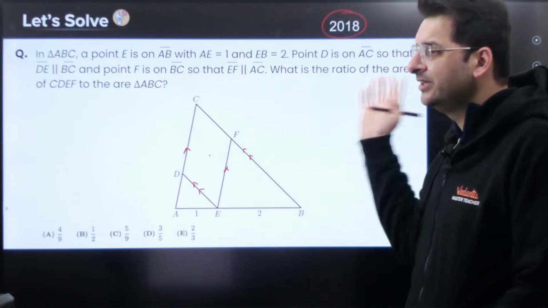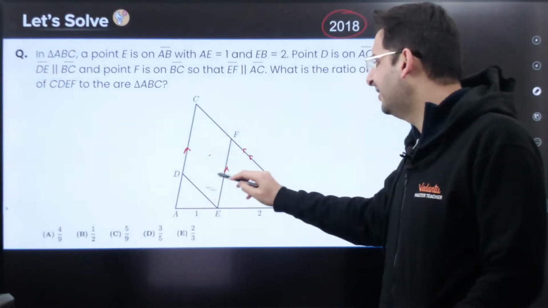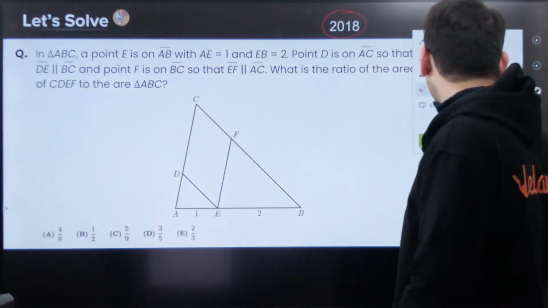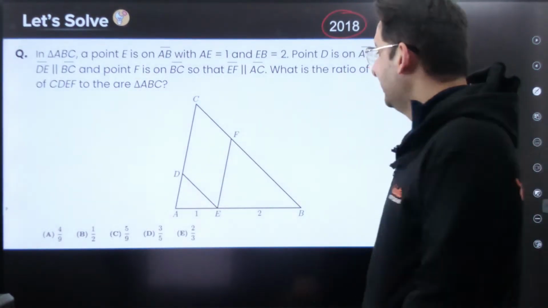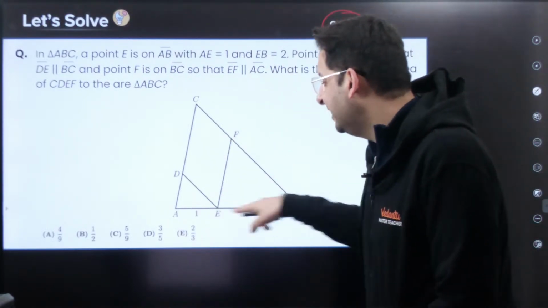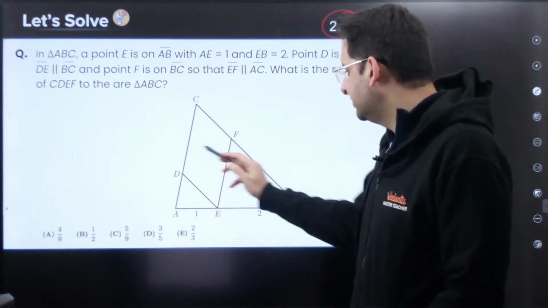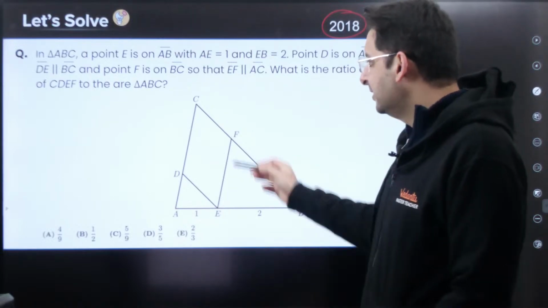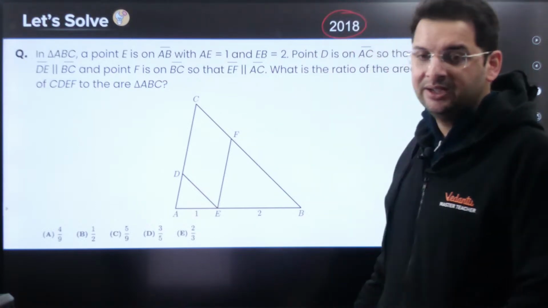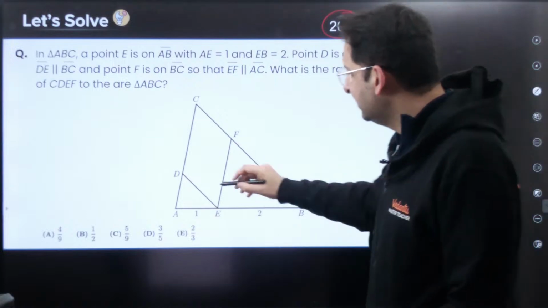One is using similarity, but again I am going to tell you a very different approach to this particular problem. एक बार कोशिश करो, and if you're able to do, amazing. Otherwise I am of course going to tell you the answer. I hope you've understood the question. ABC is a triangle. This is 1, this is 2. So E is a point which divides AB in the ratio 1:2. Now we draw a line which is parallel to AC, and from E we draw a line which is parallel to BC. Of course this is the parallelogram which gets formed. So area of this parallelogram upon the total area of the triangle is what we need to find out. This is parallel.